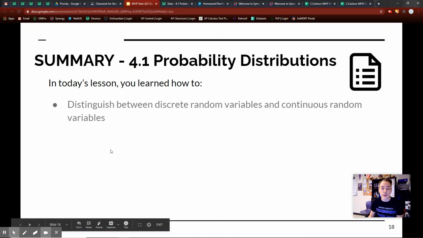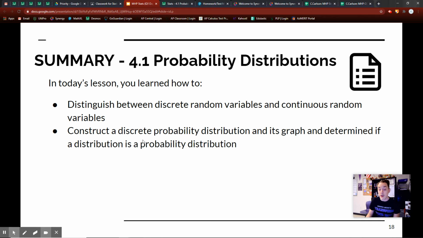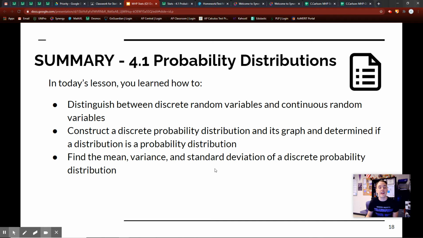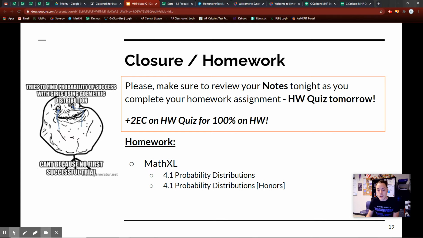What did we learn? We learned how to distinguish between discrete random variables and continuous. Next unit, we're going to be doing continuous random variables, but this unit, we're just going to be doing discrete. We also constructed discrete probability distributions. We looked at its graph and determined whether or not it is a probability distribution, so we verified it. And then we found the mean, variance, and standard deviation, as well as the expected value of a discrete probability distribution. We did all of that. Wow. So make sure you do your homework.